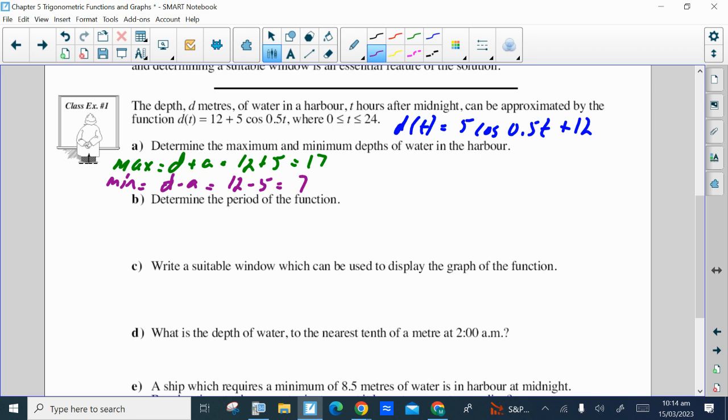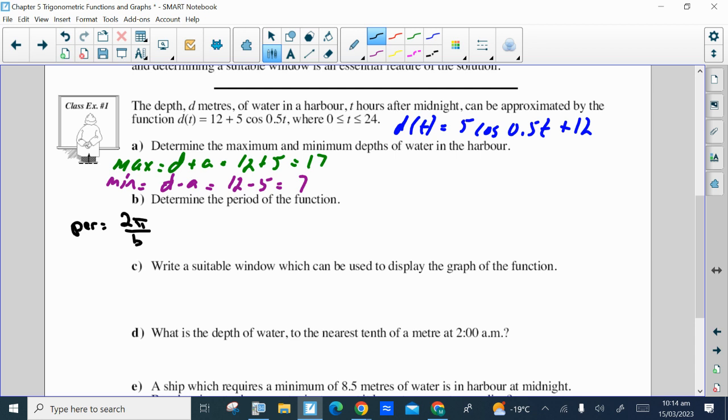So these are the max and min values. These are the numbers that we used when we graphed it in our calculator. These are the numbers that we use for our y min and our y max. They tell us the range of the function. Part B says to determine the period. The period, remember, is always found by going 2 pi over b.